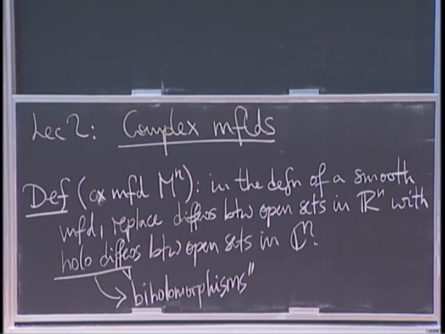But if you have a diffeomorphism which is actually holomorphic, then the inverse diffeomorphism is automatically going to be holomorphic as well, because holomorphy just means that the differential or Jacobian matrix is complex linear. And if that's true, then the inverse of the Jacobian is complex linear automatically.